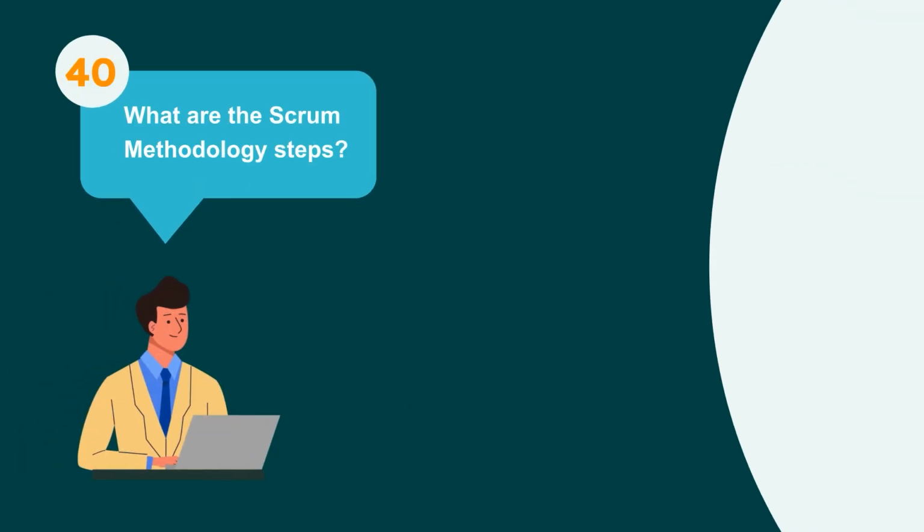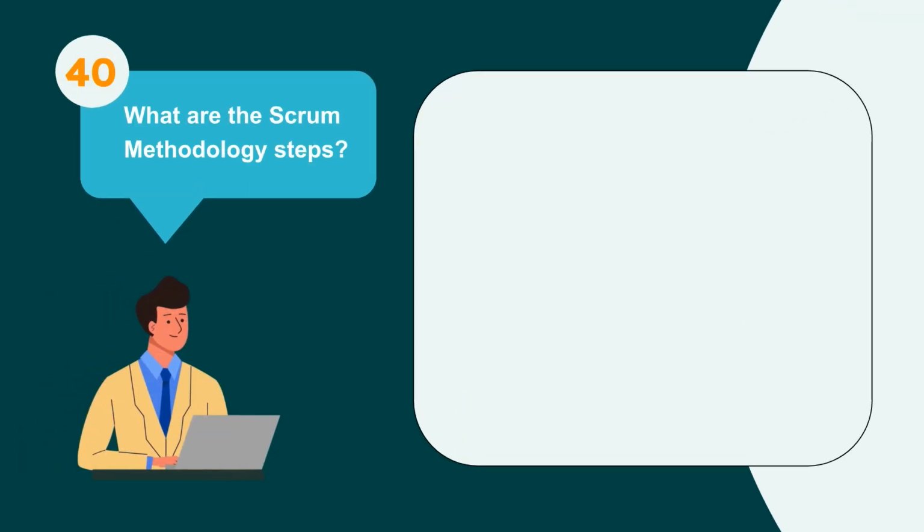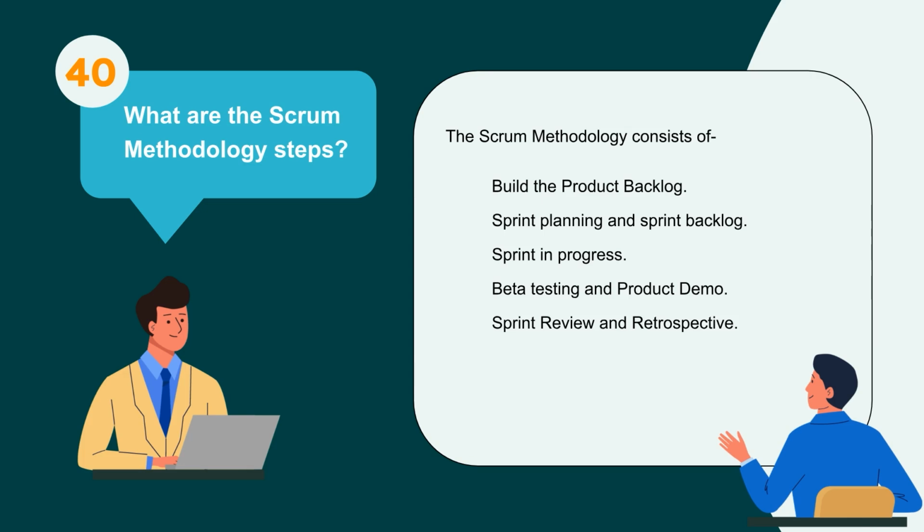40. What are the Scrum methodology steps? The Scrum methodology consists of build the product backlog, sprint planning and sprint backlog, sprint in progress, beta testing and product demo, sprint review and retrospective.